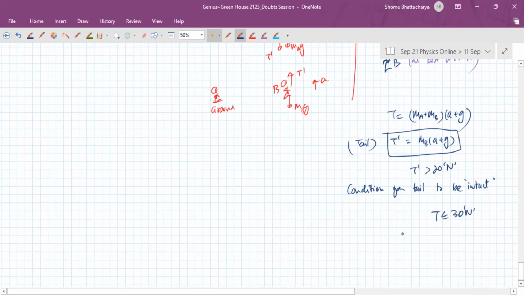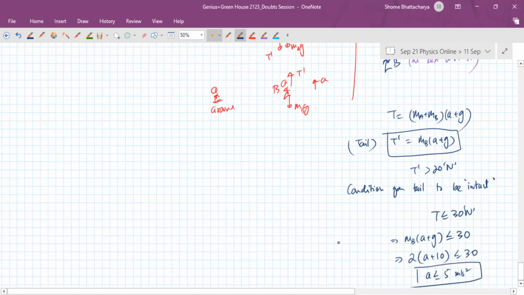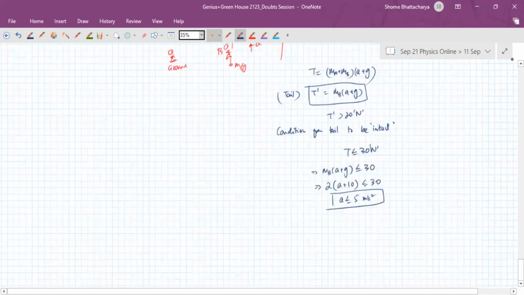So you can see that 2 kg is multiplied by A plus 10, which should be less than or equal to 50. A should be less than or equal to 5 meters per second squared. So with this, you should be able to solve it.